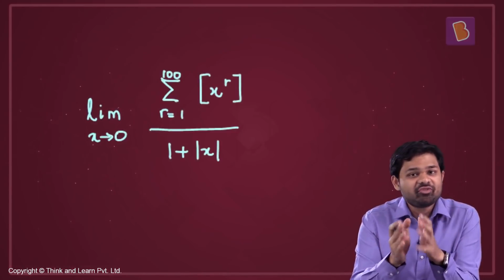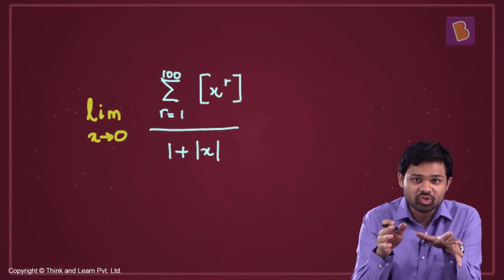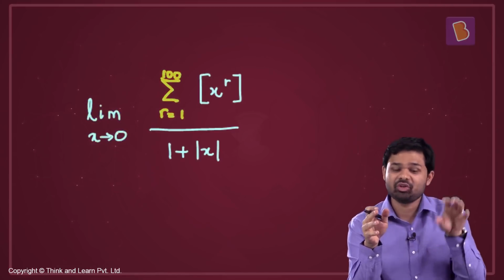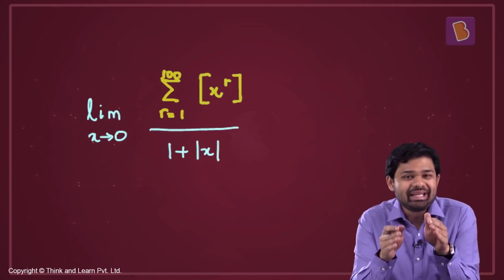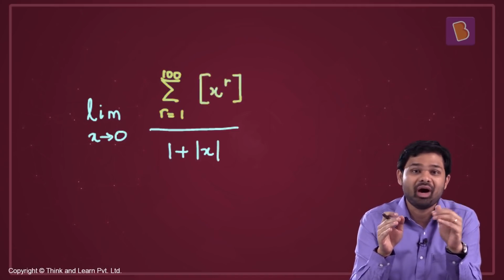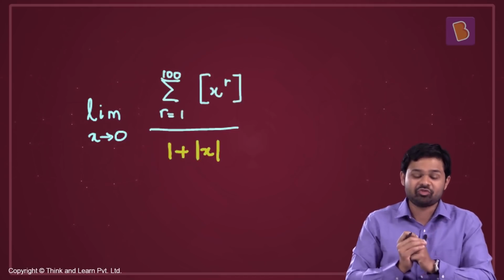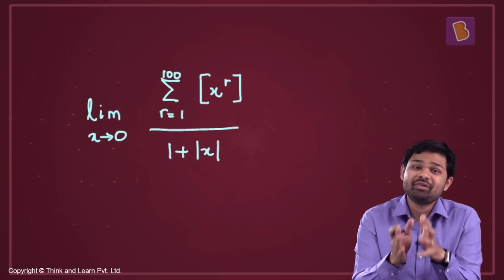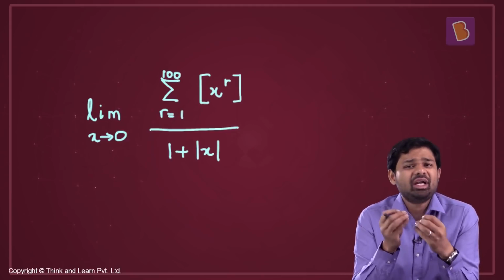In this question, we've been asked to evaluate the limit that is given. Limit as x tends to 0 of a summation. Now the summation is r from 1 to 100 of the greatest integer of x raised to r. That is all divided by 1 plus modulus of x. So we have to evaluate this limit. Now this seems to be a little difficult to evaluate.